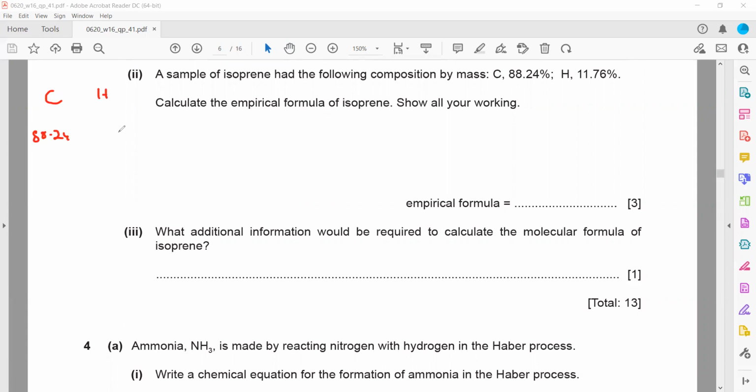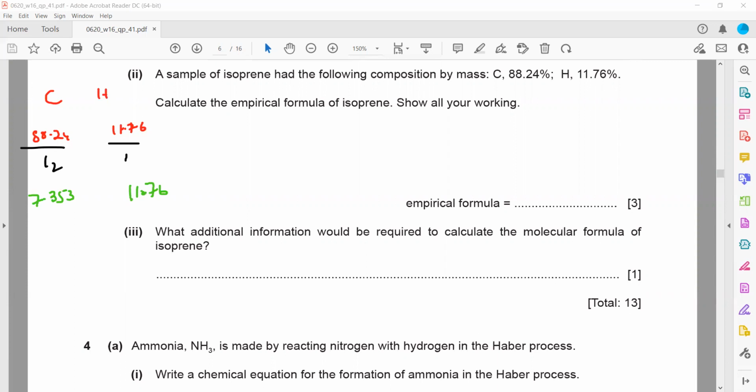So 88.24 divided by 12, what's the answer? It will be 7.353. And this will remain the same, 11.76. The second step: divide by the smallest value. So 7.353 is the smallest value here. We divide by 7.353 and this also by 7.353. When we divide, one of the values is 1 and the other is 1.6.